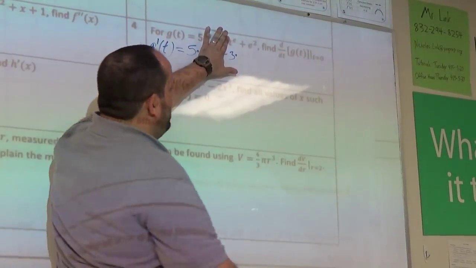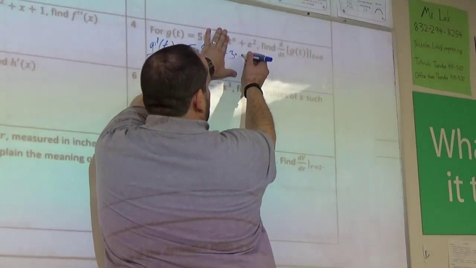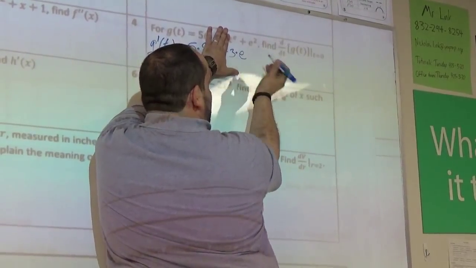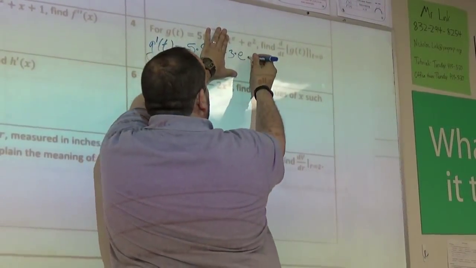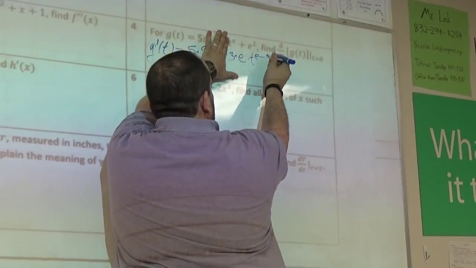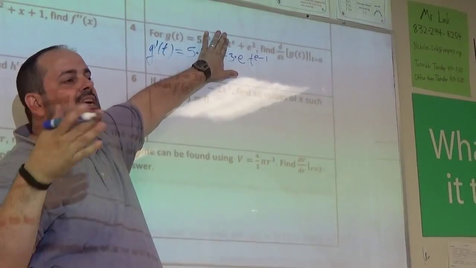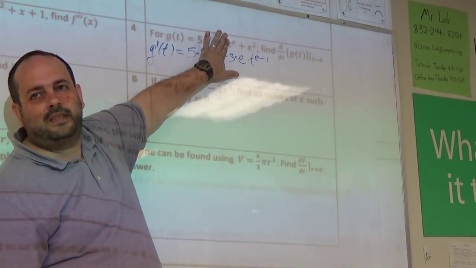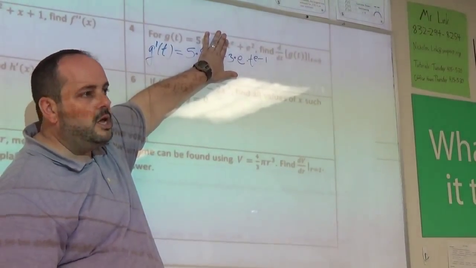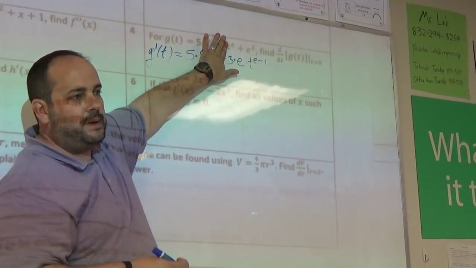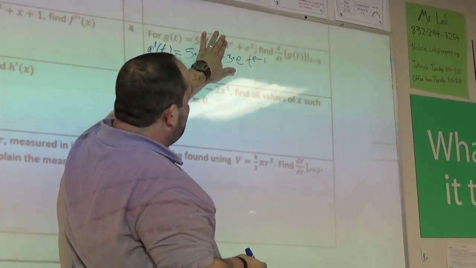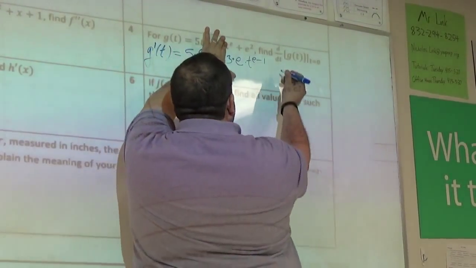3t to the e. The power rule says, bring that e down, times t to the e minus 1. If it was t to the 4th, no one would even stop to think to tell me 4t cubed. You would bring the 4 down and you'd reduce the power by 1. Bring the e down, reduce the power by 1.